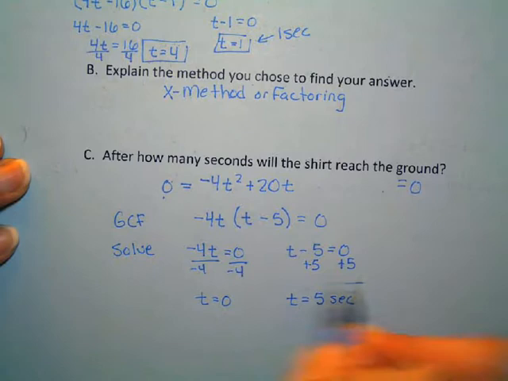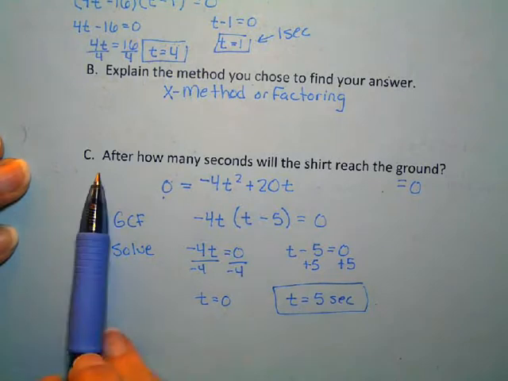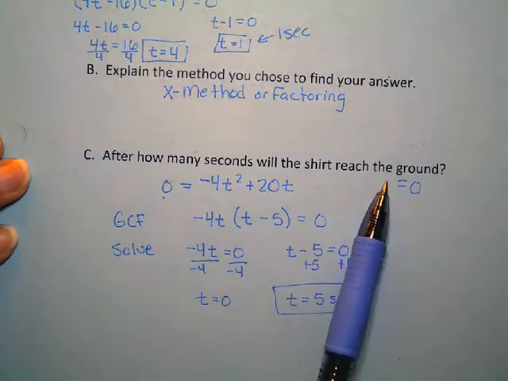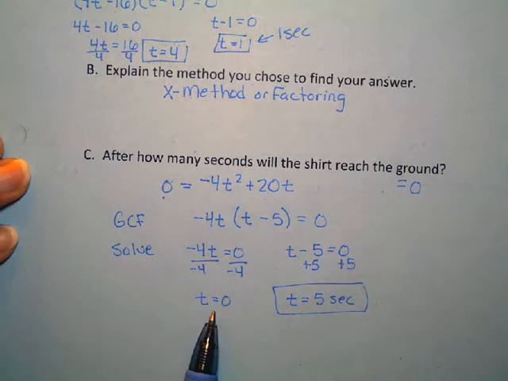After how many seconds will the shirt reach the ground? Well, this shows at 0. It starts on the ground, and then after it goes up and comes back down, it will take 5 seconds for it to go up and come back down to the ground.